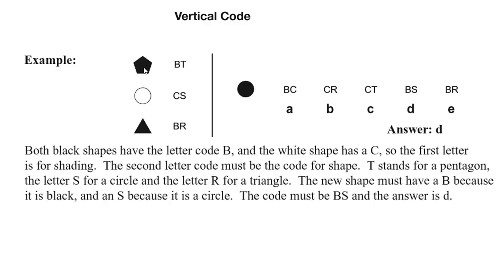Pentagon that has got black coloring inside. CS stands for the circle that's blank inside. PR stands for the triangle that's colored black inside. What they now want you to do is to find what chord stands for this circle that's black inside.